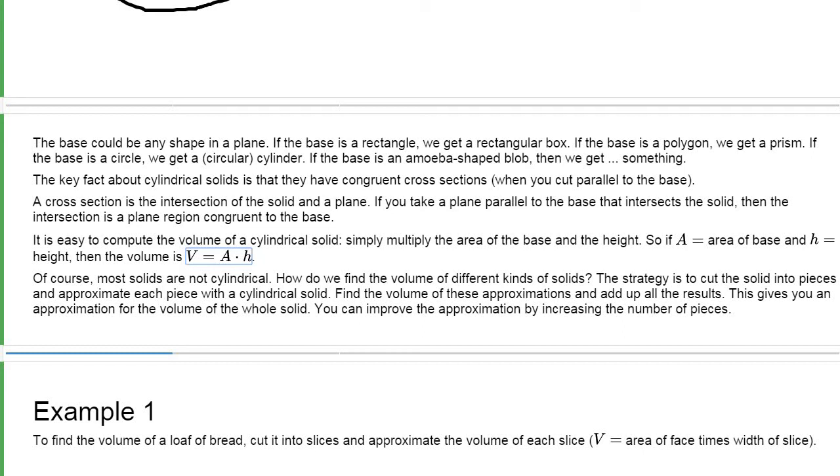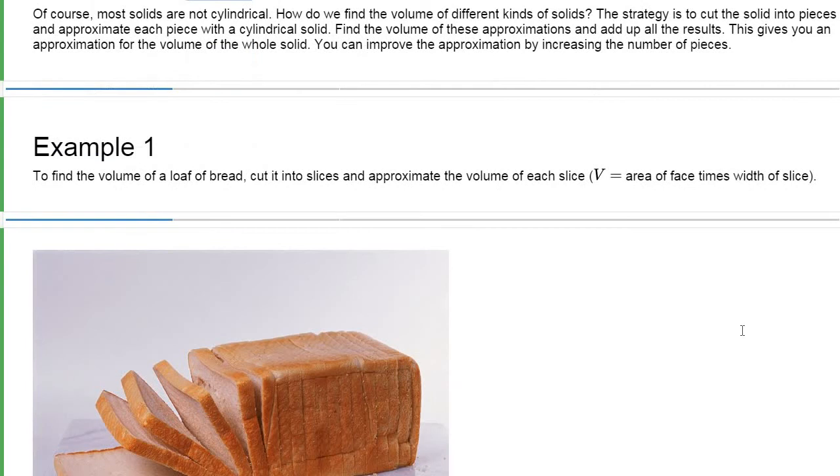We wanted area under a curve, so we chopped it up into a bunch of pieces. We approximated each piece with a rectangle. We added up the rectangles, and then of course to make the approximation better, you increase the number of rectangles. And we'll do the same thing here. So here's an example.